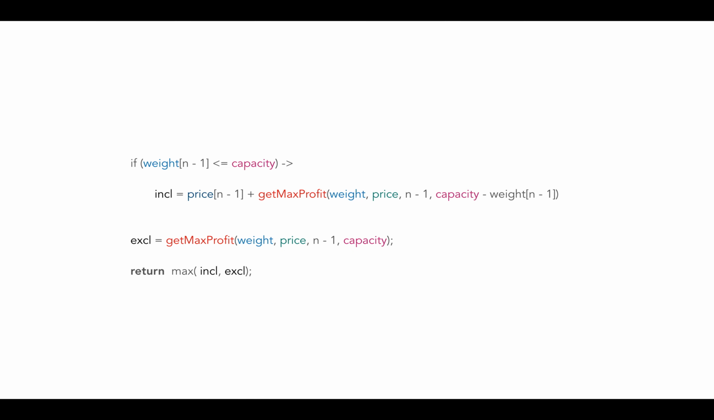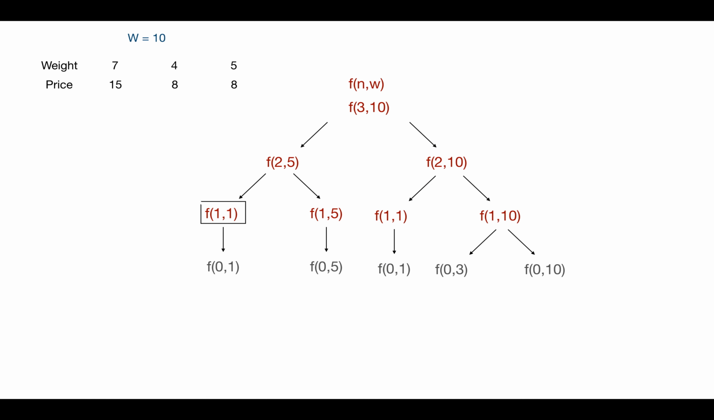So what is the base case for this recursion? It is either when the capacity of the knapsack becomes 0 or we are left with no items. In that case, we will simply return 0. So with this recursive approach, the time complexity will be exponential. Why? Because there might be overlapping subproblems. That function will compute again and again.